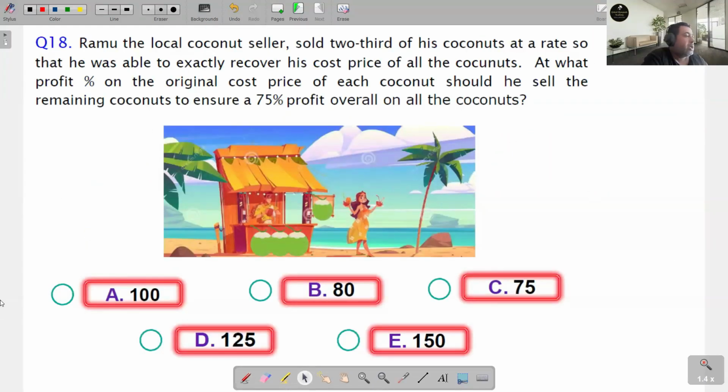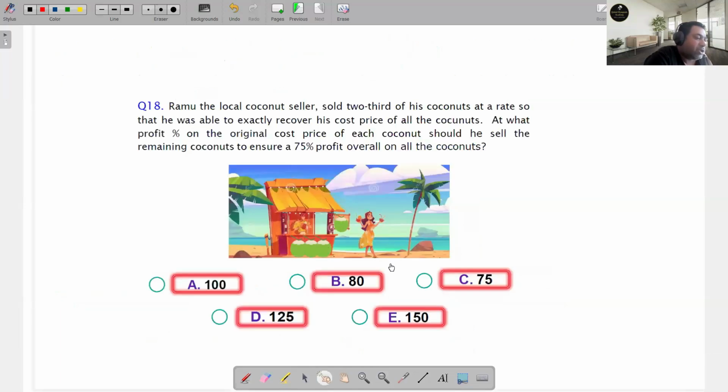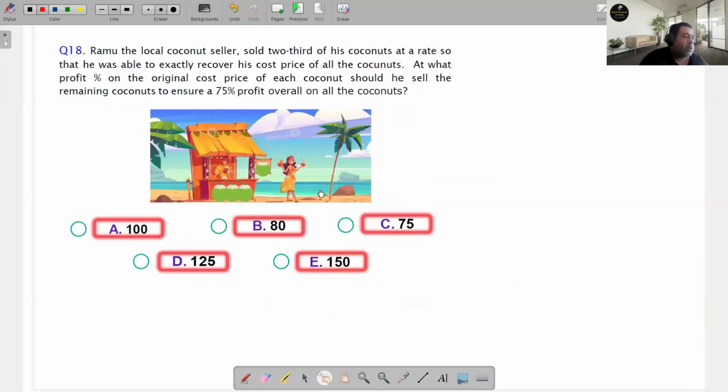Question 18. Ramu, the local coconut seller, sold two-thirds of his coconuts at a rate so that he was able to exactly recover his cost price of all coconuts. At what profit percentage on the original cost price of each coconut should he sell the remaining coconuts to ensure a 75% profit overall on all the coconuts? Right. So this is an interesting question. Okay, let's see. And a little bit of logic has to be used.